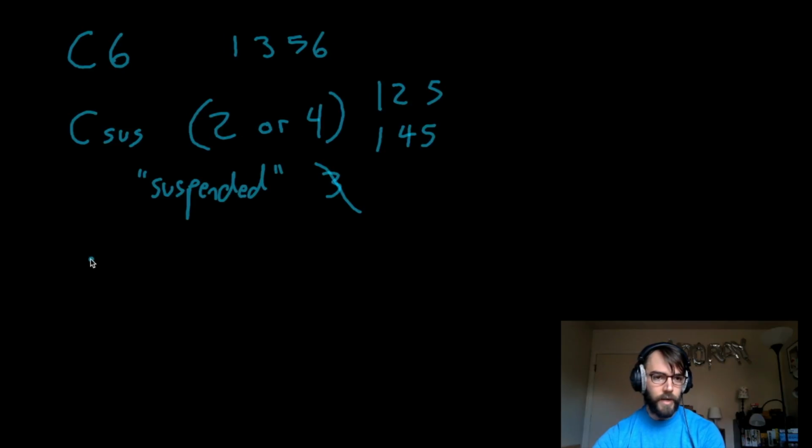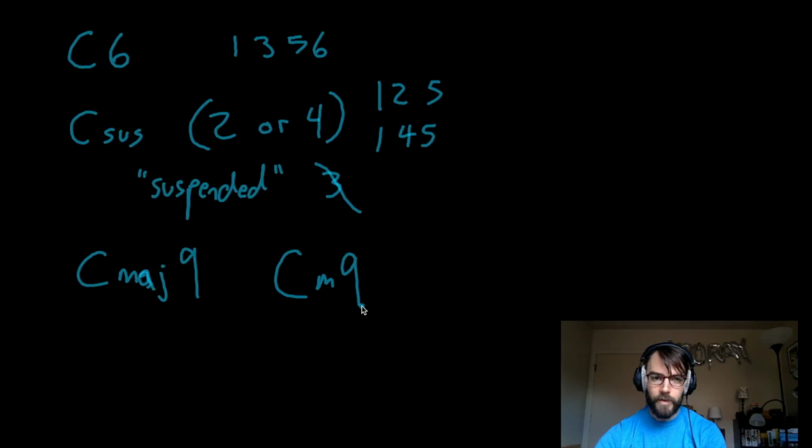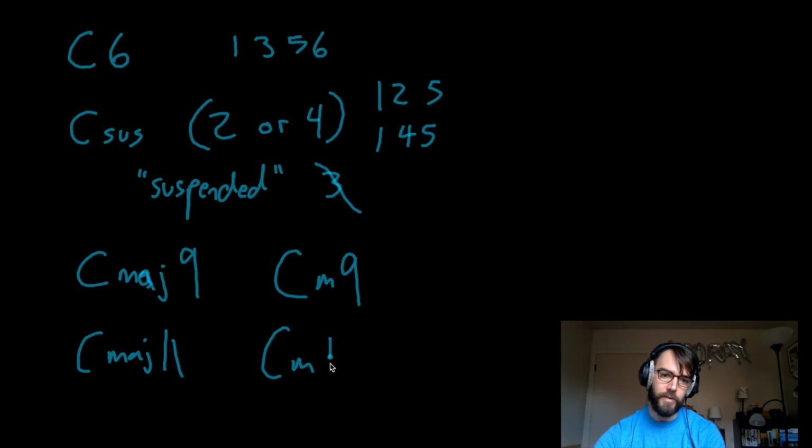Quick note, back to the ninths thing. Instead of doing a dominant 9, you can do major 9, you can do minor 9. Any of that stuff works, right? Same thing, you can do C major 11, C minor 13, right? You can add those extensions on to the end of the chord.